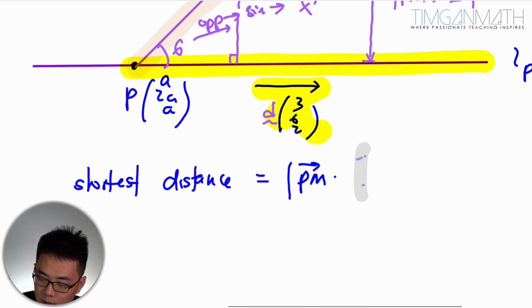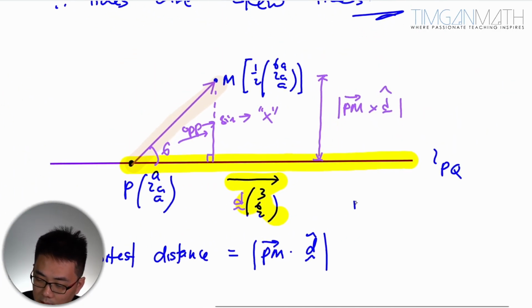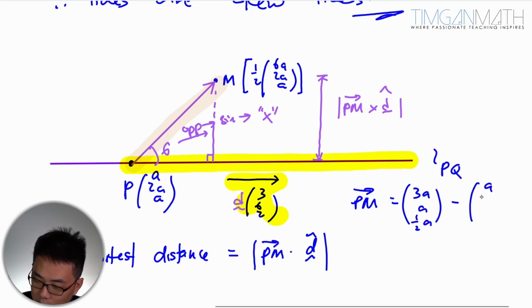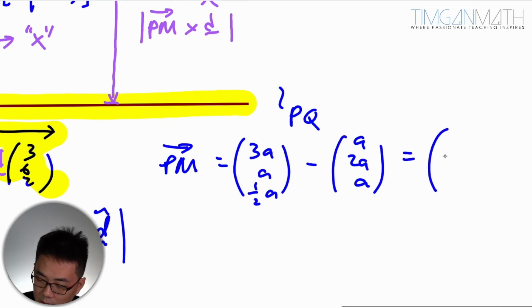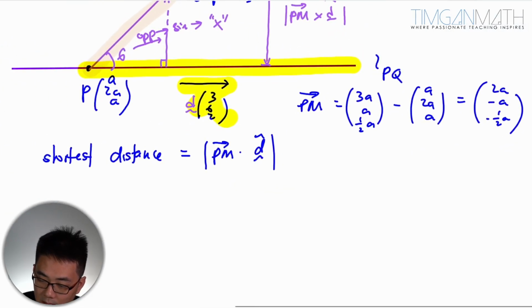Okay, so I think PM should be quite okay. PM, side quest a bit. Just do the normal. PM is OM minus OP, right? So this is 3A, A, and half A minus A, 2A, A. That will give us 2A, negative A, negative half A.